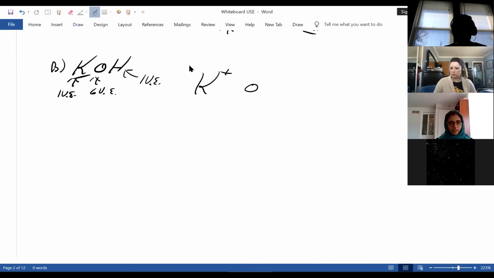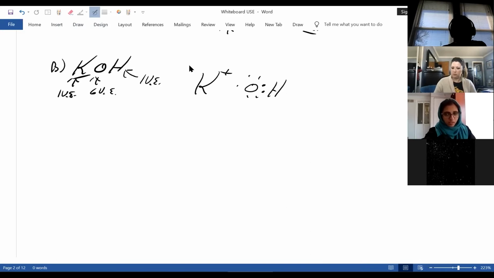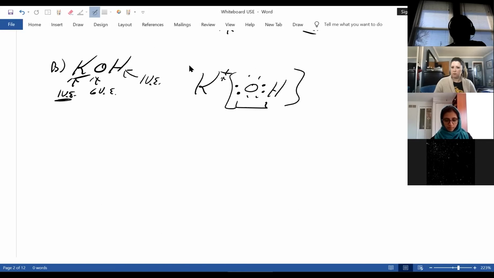Now, oxygen has 6 valence electrons. Hydrogen has 1. Oxygen has to share. Now, oxygen only has 7. Where does it get its 8? This electron, which left to form the positive charge, goes here. And now it has this octet, but it has an extra electron, oxygen, hydrogen, and that's the structure.